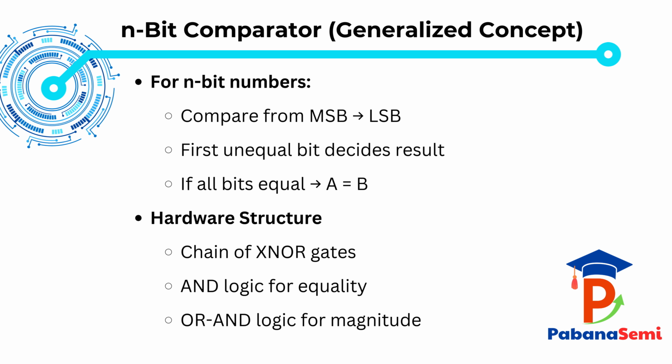For magnitude, greater than or less than, we build a priority-style logic using OR AND structures. This logic ensures MSB mismatch dominates, and lower bits matter only when higher bits are equal. So the big idea is simple. XNOR plus AND gives equality, and priority OR AND logic gives greater/less. This is the exact concept used in real processors, whether it's a 4-bit comparator or a full 32-bit ALU compare instruction.